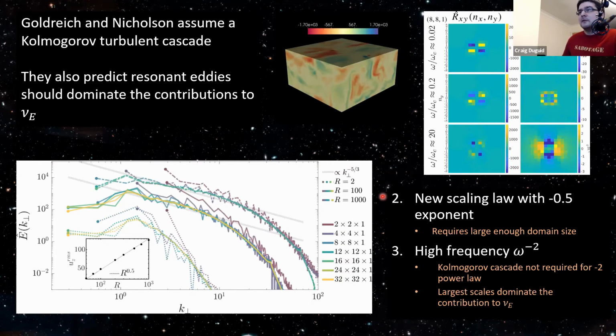So the consequence of looking at this was we actually found that we don't really require a Kolmogorov cascade to get the -2 power law in the high frequency regime. So although we have the agreement in the power law of Goldreich and Nicholson, that assumption is not required to obtain it, at least in our model. And they predicted that the resonant scales would be the ones that dominate, but in fact, we find that the largest scales always are the dominant contributions to the effective viscosity.